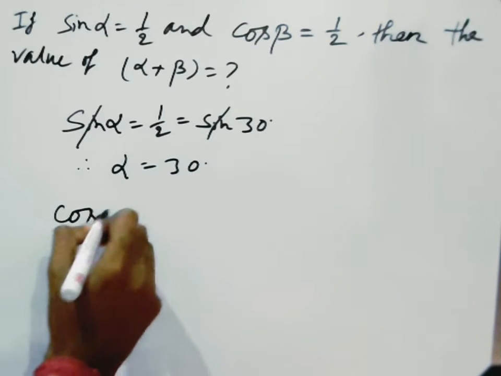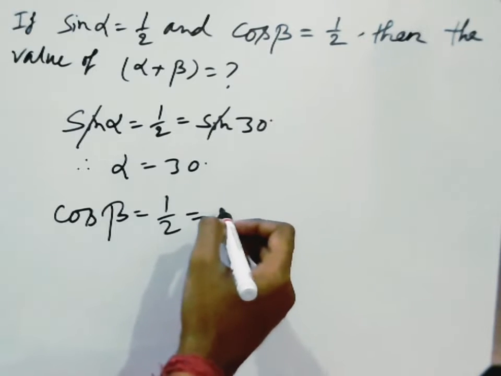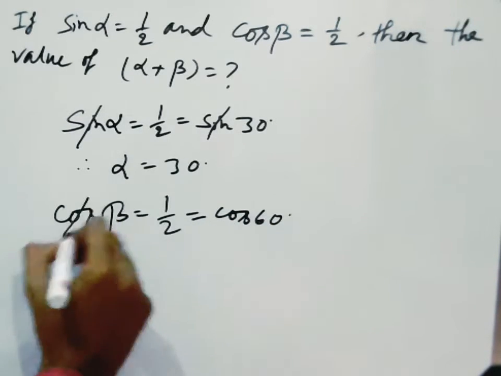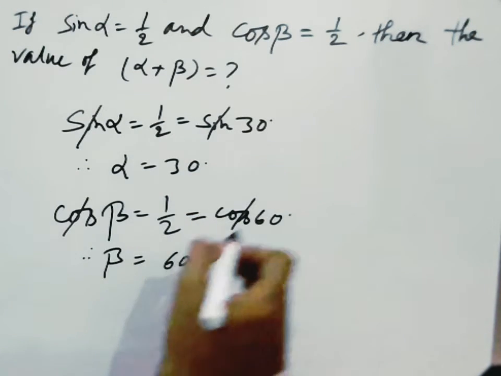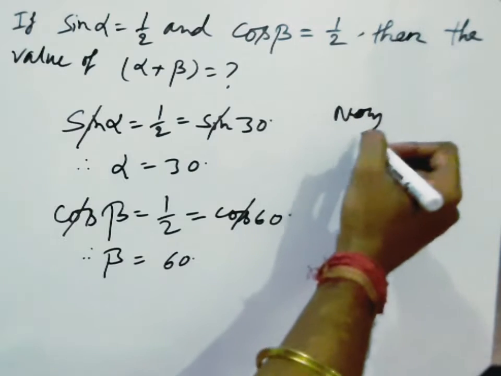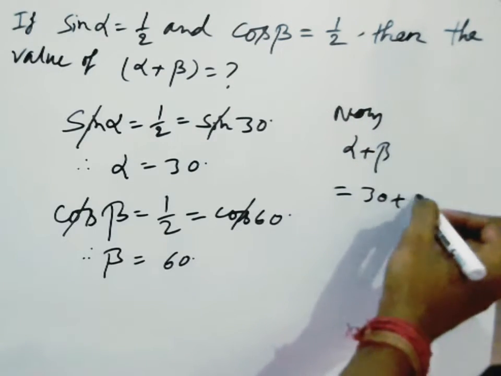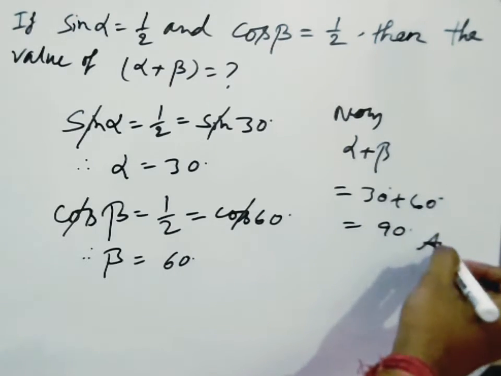Now cos beta equal to 1 by 2. The value of cos 60 degree equal to 1 by 2. Therefore, we can cut cos cos. Therefore, beta equal to 60 degree. Now, alpha plus beta equal to 30 plus 60. Therefore, 90 degree.